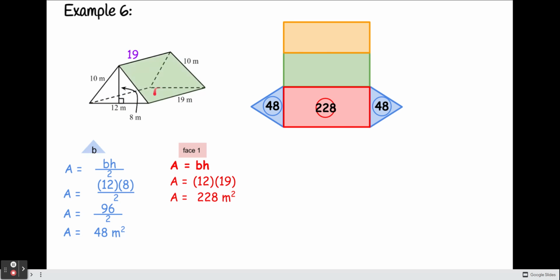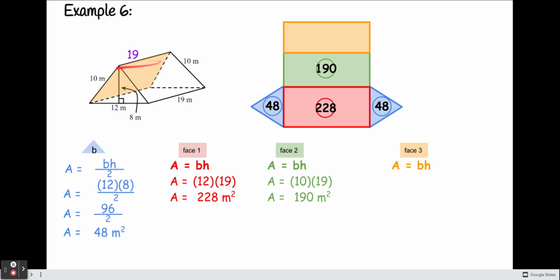Let's look at one of the sides. It looks like it's got a base of 9 and a height of 19 and 10. So we multiply those two out and we get 190. And finally, our last side, base times height is our formula. Looks like a base of 10 and a height of 19, same as the other one. That's nifty. And we get 190 again.